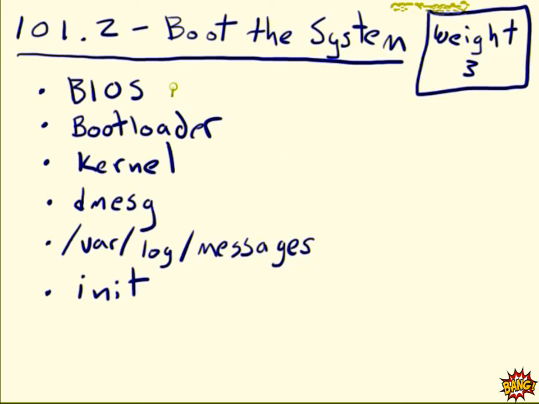We're going to talk about a couple things. We're going to talk about the BIOS, then the bootloader. The bootloader will load the kernel. We're going to look at dmesg, which we're going to talk more about later, but it gives us some important information about the running kernel. Where the log files, like /var/log/messages, are kept and what's contained in there, and then what init means and what we mean by init levels.